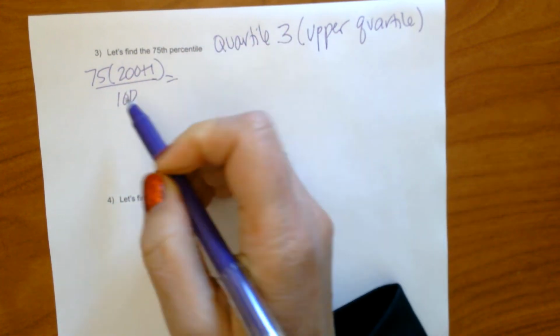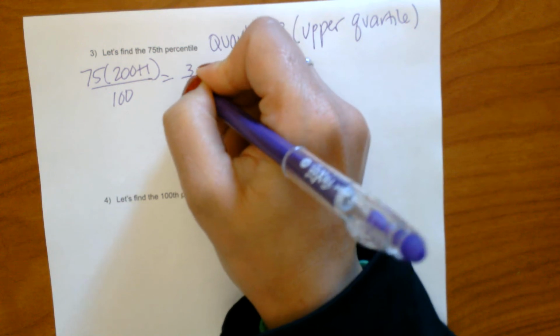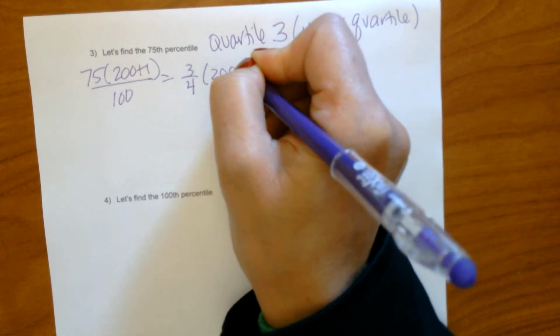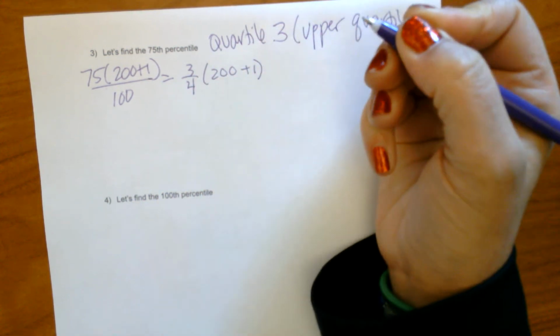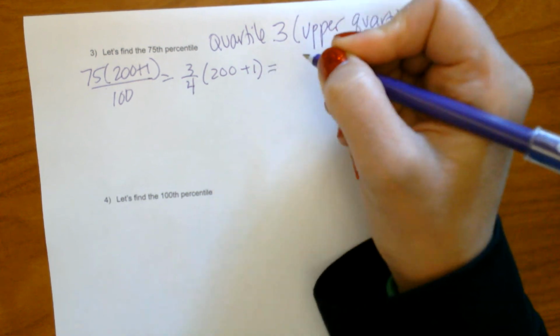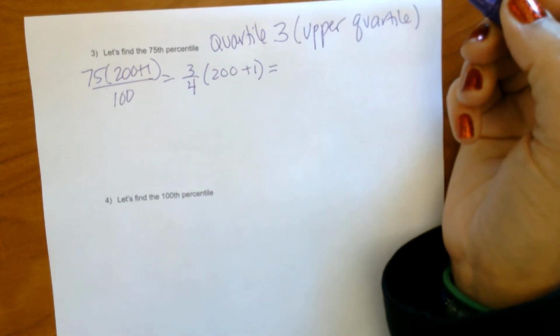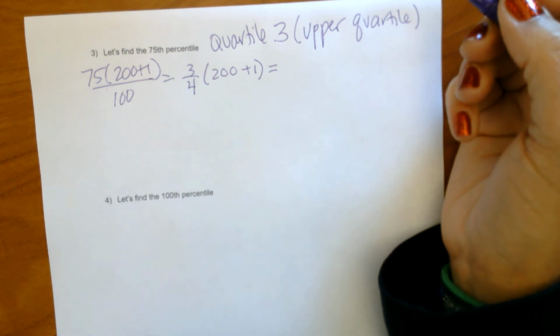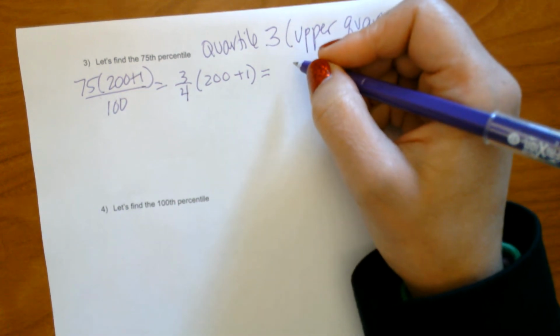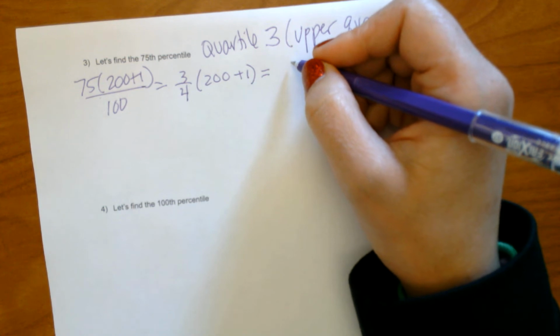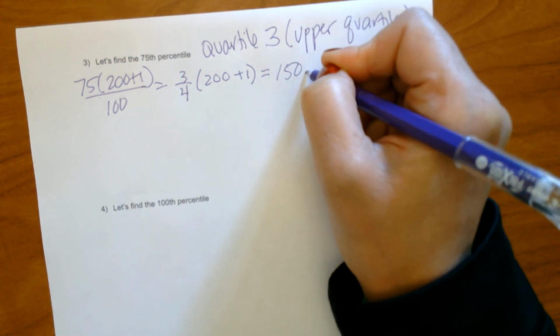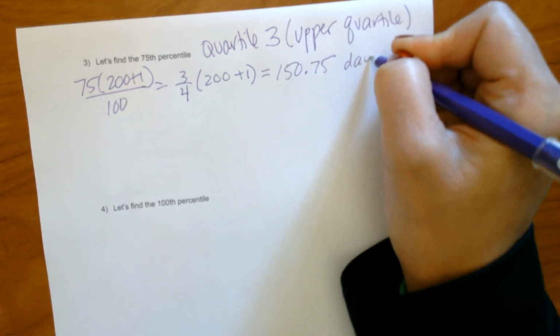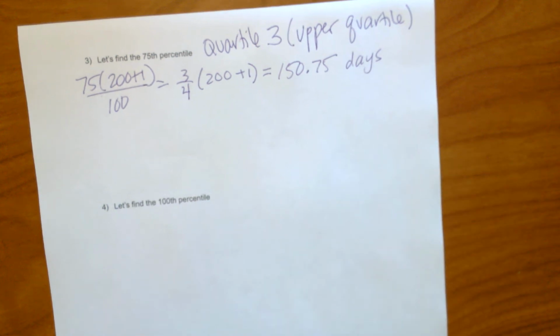And guess what? 75 divided by 100, guess what that was? That's 3/4, which if you divide it out, it's 0.75. So we're doing the same things. We're just either cutting it in half, cutting it in a quarter, cutting it in 3/4, or 75%. Okay, this is going to be equaling 150.75. And remember, we're going to be looking the days up, okay?